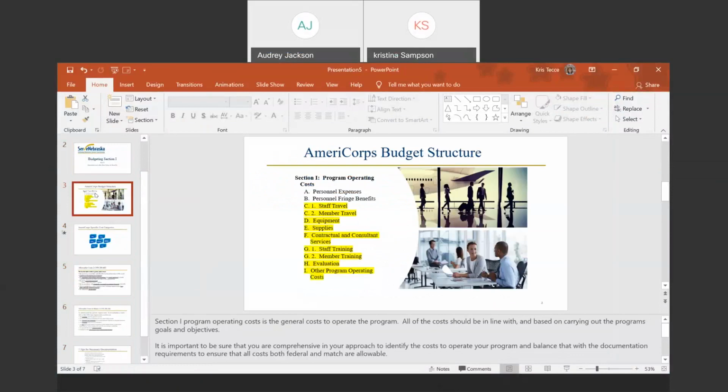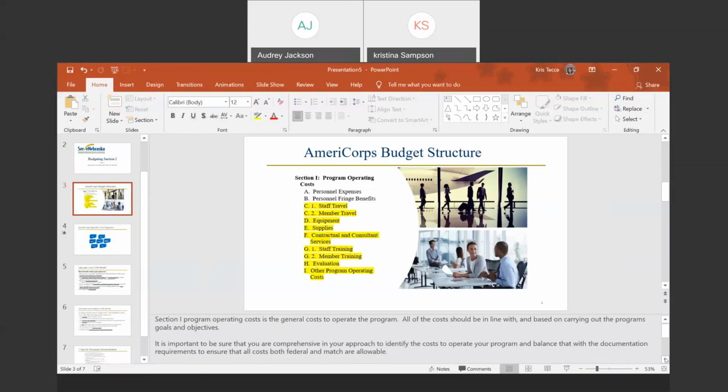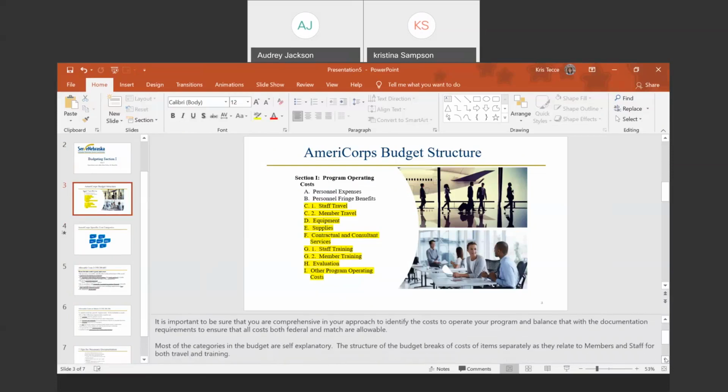So looking at the individual cost elements that are here and looking at the line items, there's general cost to operate the program. All of these costs should be in line with carrying out the program goals and objectives. It's important that you take a comprehensive approach in looking at the cost to operate your program and balance that back with the documentation requirements to ensure that you meet all of the federal requirements for match as well as allowable cost. Again, note that federal share and grantee share have the same requirements for allowable costs.